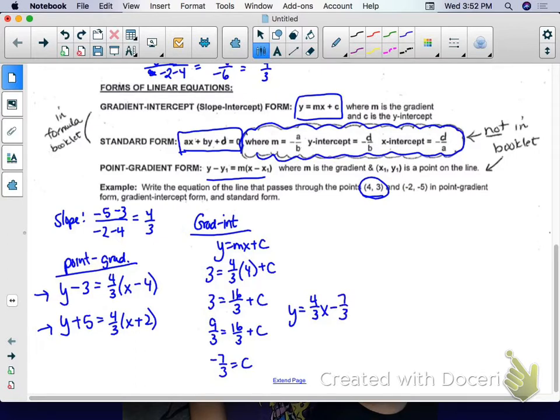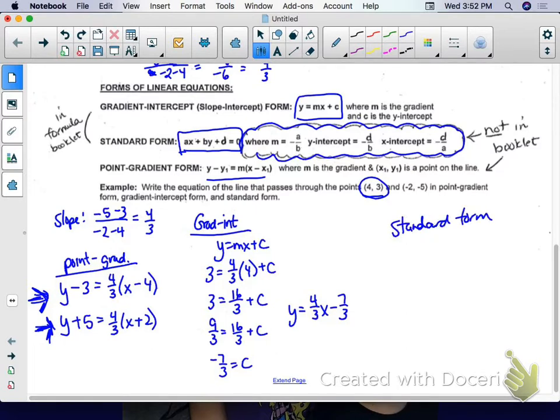And again, you'll get that same thing by taking either of these point-gradient forms over here, either one of them, and distributing. You'll end up with the same thing. I don't care how you do it. You decide what seems best for you. Okay, and then standard form.